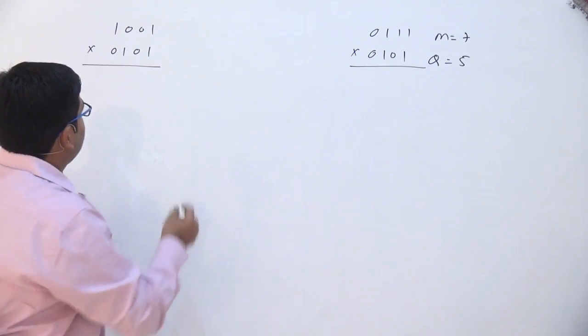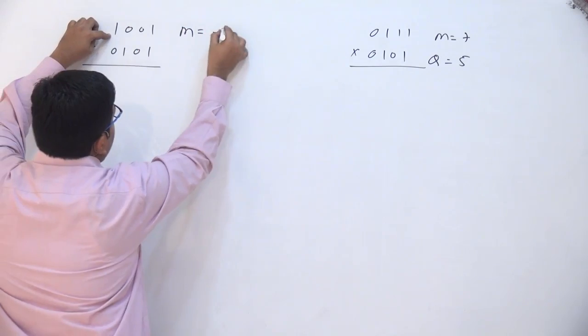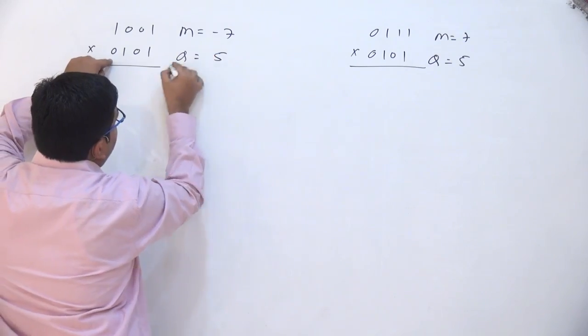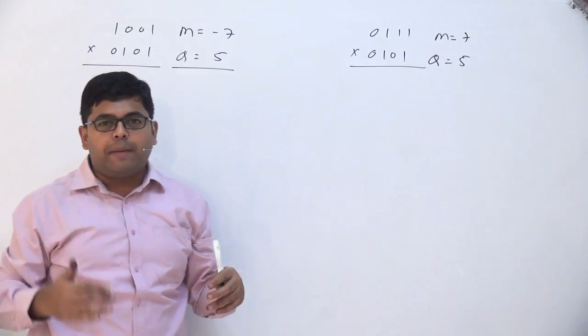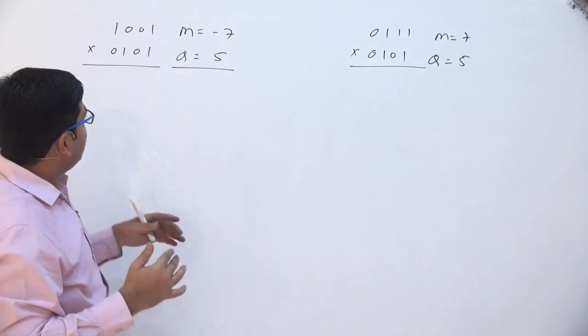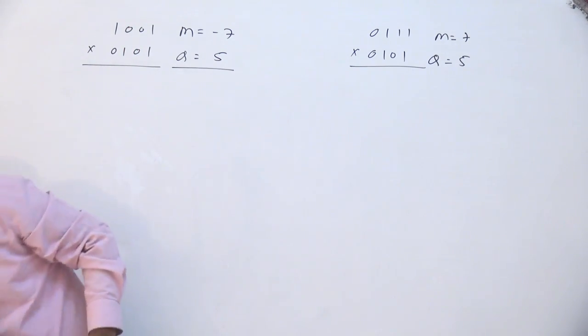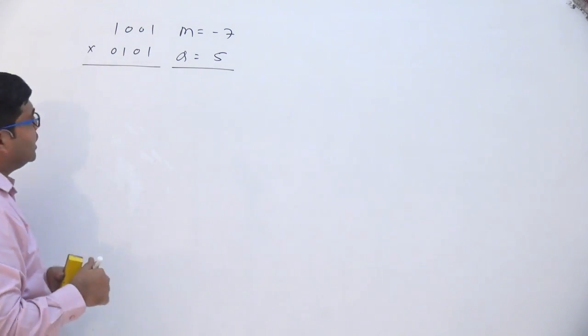But in this example, the value of the multiplicand is equal to minus 8 plus 1, that is minus 7, and the multiplier is still positive, that is 5. And minus 7 multiplied by 5, we know that the result should be equal to minus 35. And the representation, as before, is 2's complement representation. So see what the problem will be here. Why do we get an incorrect answer?